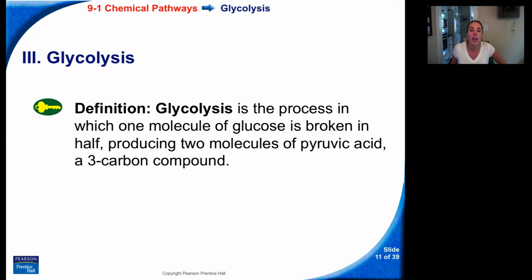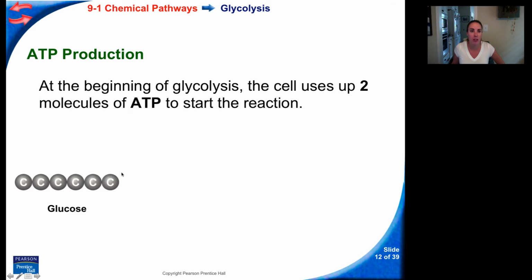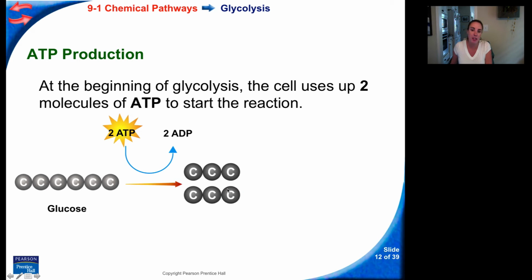Glycolysis is a process in which 1 molecule of glucose is broken in half, producing 2 molecules of pyruvic acid, a 3-carbon compound. At the beginning of glycolysis, the cell uses up 2 molecules of ATP to start the reaction. In order to get this reaction started, we actually do need to add a little bit of energy. So we end up with glucose, which has 6 carbon atoms. We need 2 molecules of ATP, and it splits into 2 3-carbon molecules.